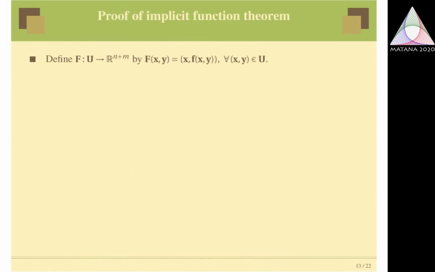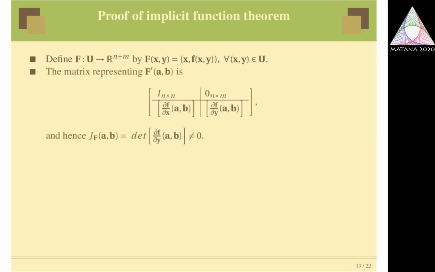To prove the implicit function theorem, first we define a function capital F from U into R^(n+m) by capital F of (x, y) equals (x, small f of (x, y)). As the projection maps and small f have continuous partial derivatives, capital F has continuous partial derivatives. To find the matrix representing capital F dash of (a, b), first we write the coordinates of capital F in expanded form as small x1, small x2, small x3, and so on up to small xn, then small f1, small f2, and so on up to small fm.